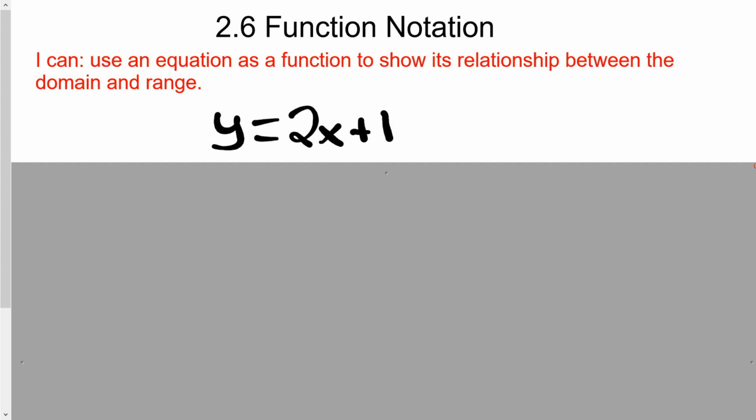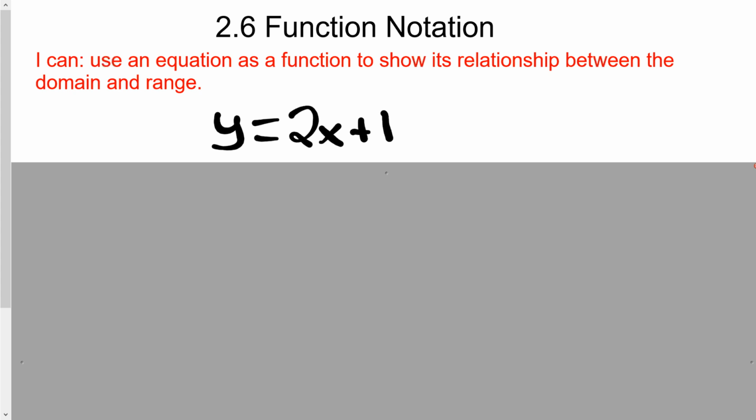All right, guys, we're going to talk about function notation today. If you could get out your Cornell notes and take notes as this video goes along, that would be great. Remember to get the title, the I can statement. Don't forget to put the date on the top right-hand corner of the page. Go ahead and pause the video and get that ready if you have not done so already.